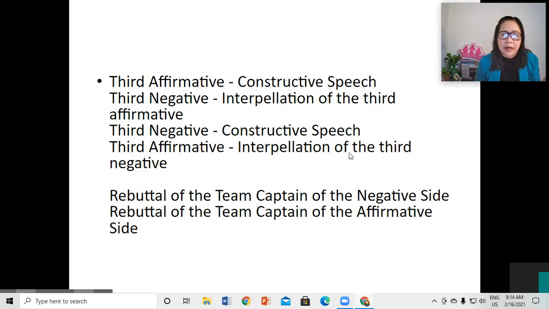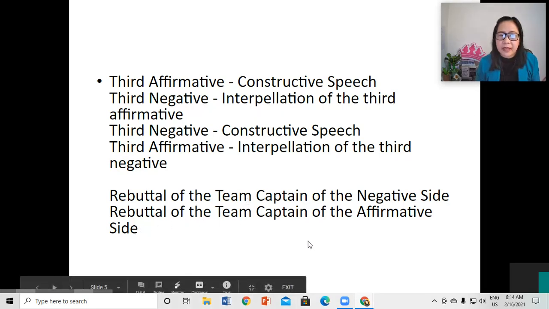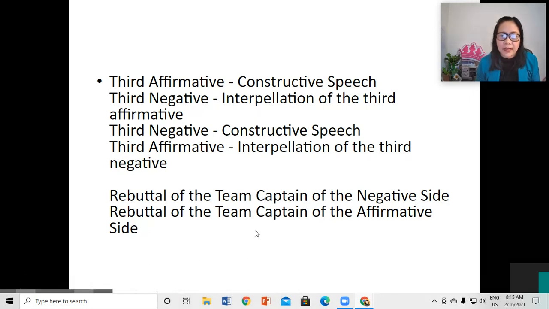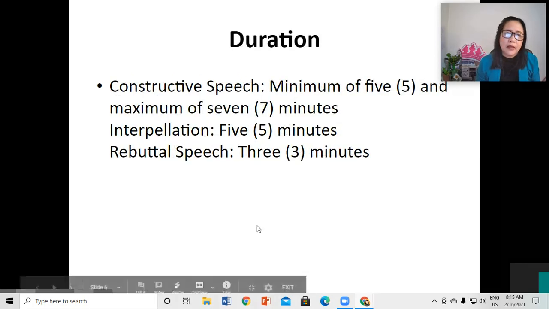Then, after everyone has spoken, there's going to be the rebuttal, and it's the negative side that gets the first chance to rebut. And since they have the burden of proof, the affirmative side is going to have the last chance to defend their side.